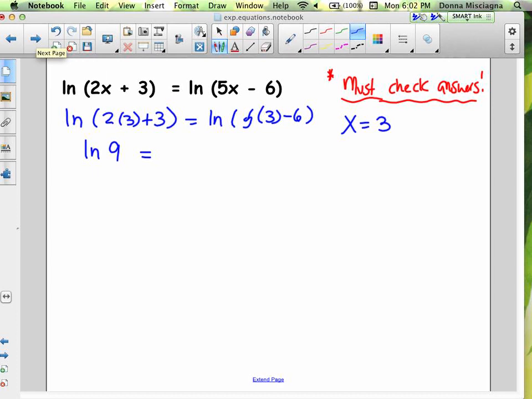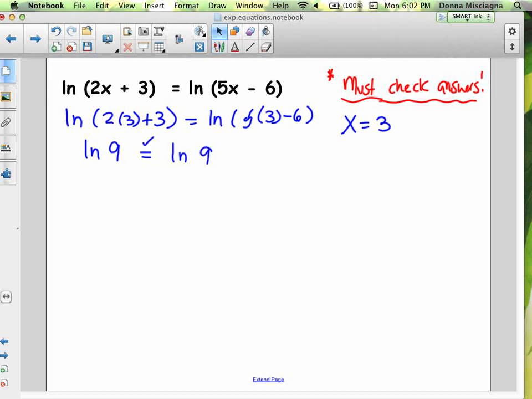But it is a real number, and it's the exact same answer as we get on the other side, because 15 minus 6 is also 9. Right? So that is a real number. Right? We have a log of the same thing, and it's positive. So no problems here. That checks out just fine.